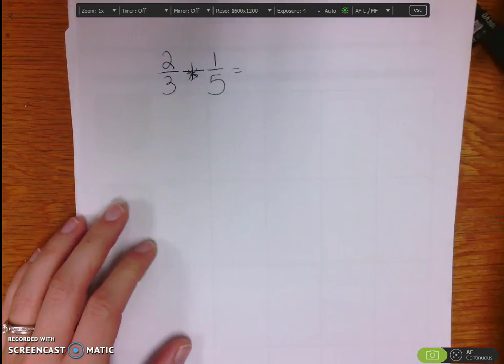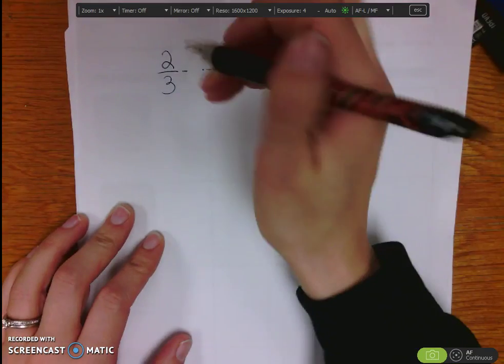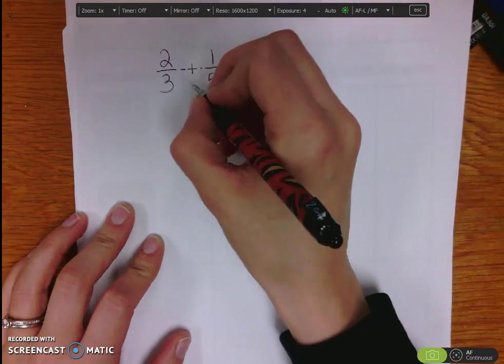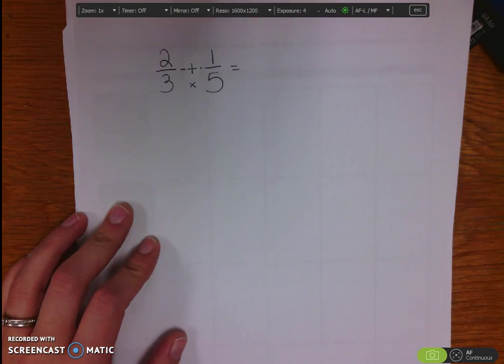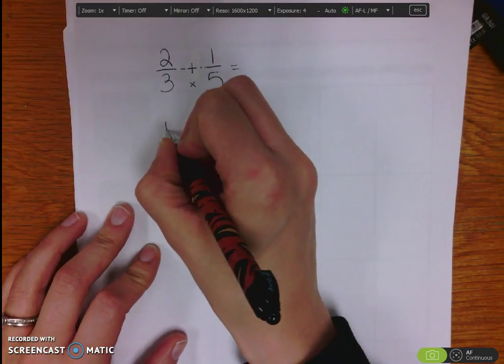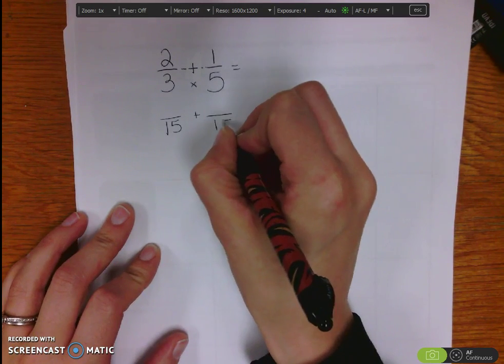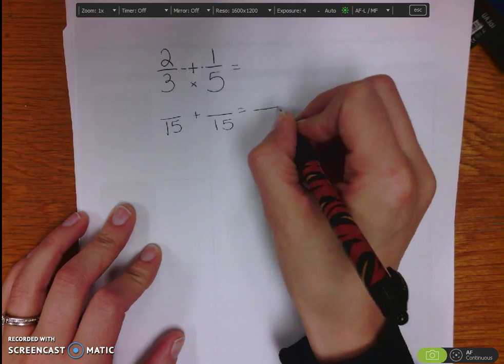plus 1/5. Okay, so if we had 2/3 plus 1/5, what we would have to do is find a common denominator. And our first trick we learned was to multiply the two together. 3 times 5. And that gets us a common denominator of 15. So we'd set it up with our new common denominator.